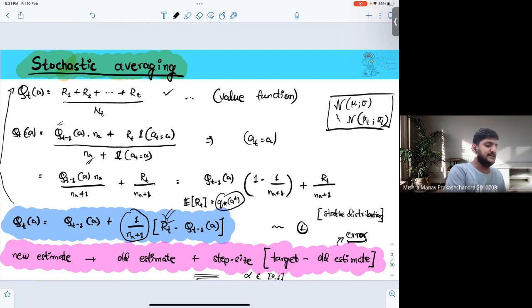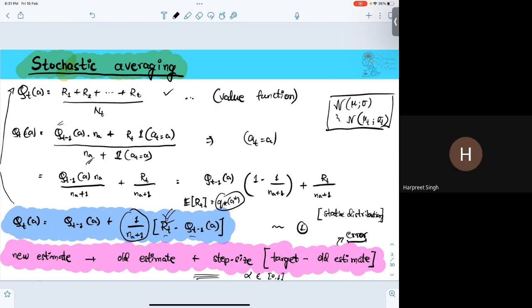Now if you look at the error term over here, it's RT minus QT minus 1. So what actually is my true goal? All I'm trying to do is estimate the expected value of the reward, which is my Q star A star. But instead of having the expected value of reward, I'm taking a sample of the reward. So that's why I call it a stochastic averaging.